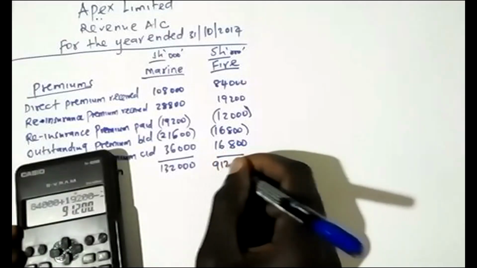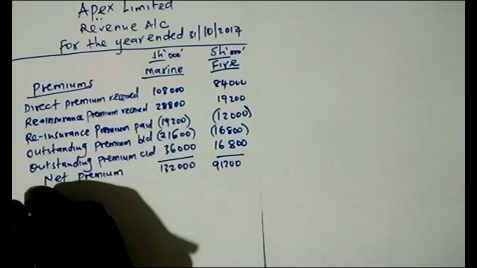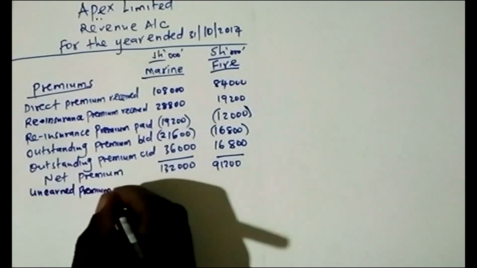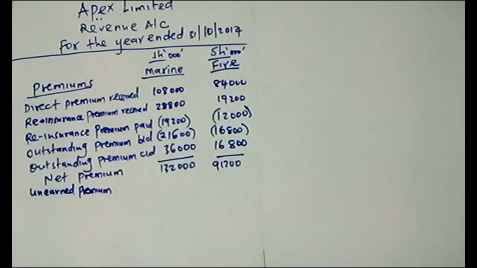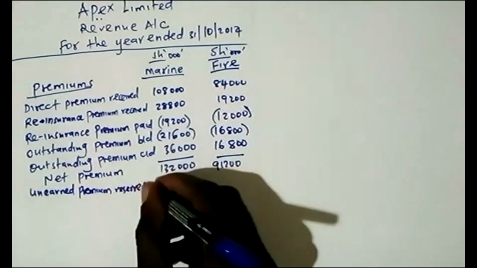So that is 91,200. Then after that, we have to talk about an unearned premium reserve, the one which they set aside to cater for the premiums which they might not receive in the future from the insurers. Remember I said the insurance firm is supposed to project what they are supposed to receive in the future, of which in some scenarios they might not receive some premiums. So they always set a certain amount aside to cater for those premiums which might not be received. That is what we call an unearned premium reserve.